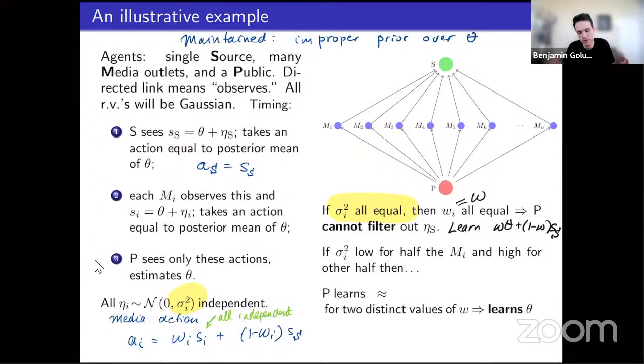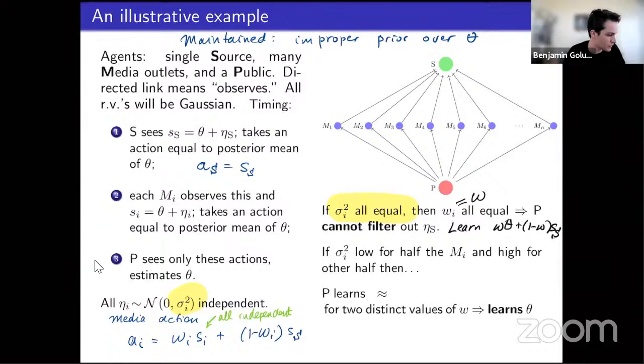And there's no way you're going to be able to get rid of the source's signal being in each of your pieces, each of your observations. So you're going to get some estimate of theta, but it's going to be confounded by this echo of the source's idiosyncratic stuff. The source is too central here in a sense, and their information messes everyone up.